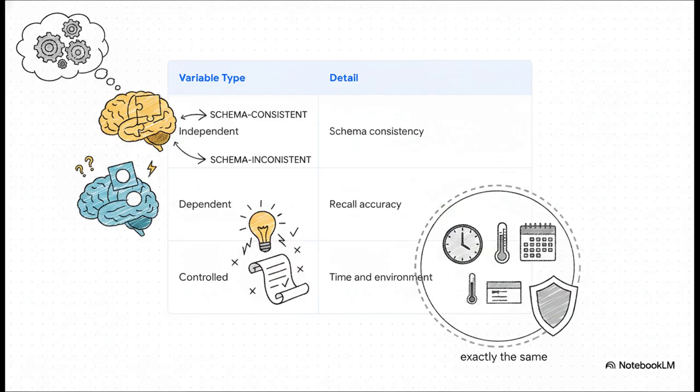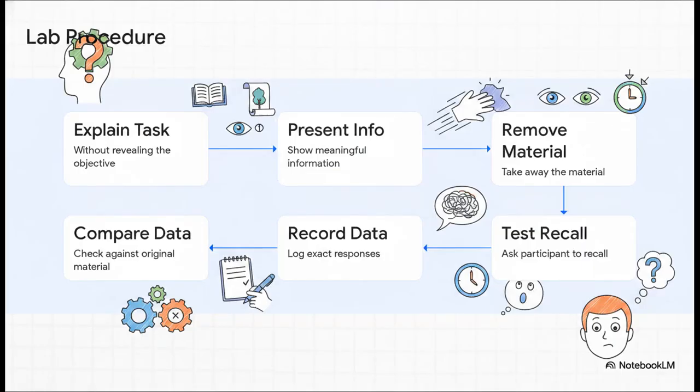And of course, to maintain scientific rigor, our controlled variables mean we keep the presentation time, the testing environment, the recall interval, and the material difficulty exactly the same for everyone. This is how we isolate the precise cognitive mechanism we want to observe. Now imagine you're sitting right here at the lab bench. Here is the exact procedure we follow. First, we explain the task to the participant, but we intentionally don't reveal the true objective of the experiment, just to prevent any bias.